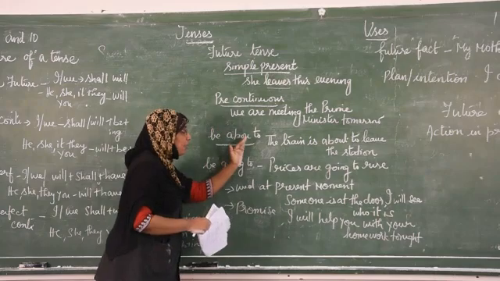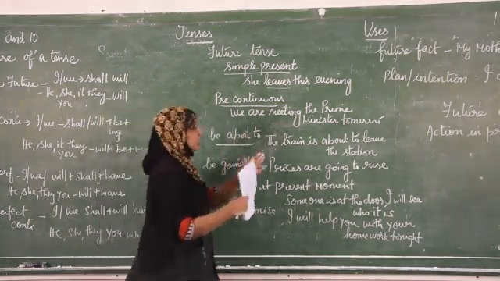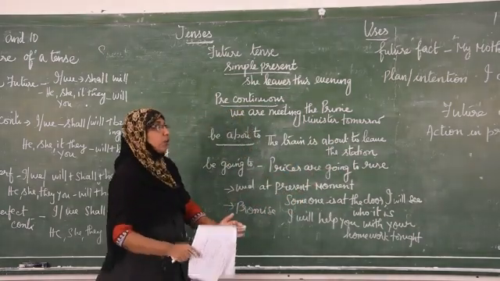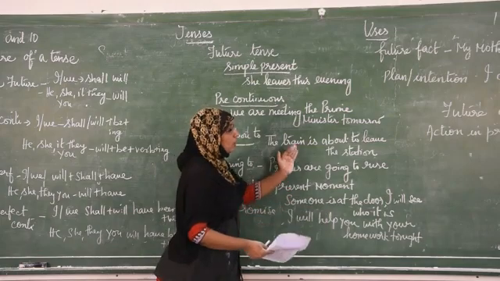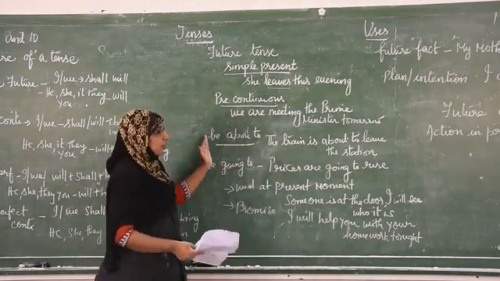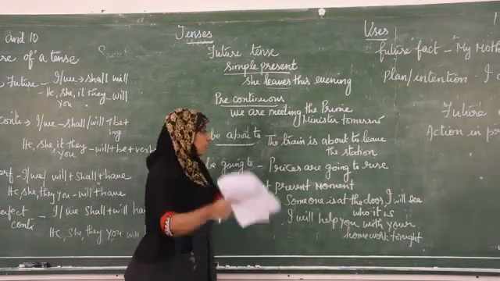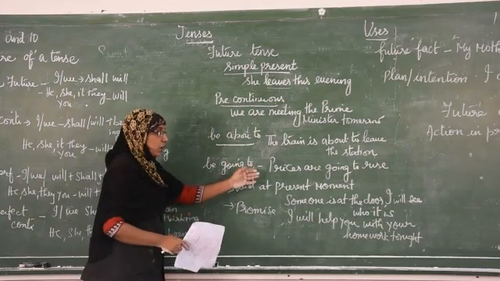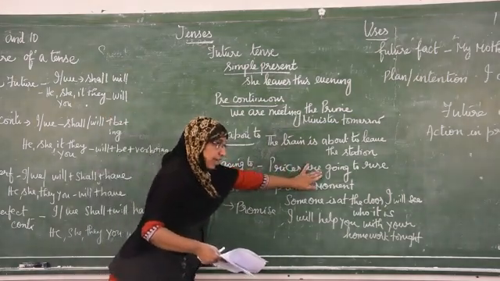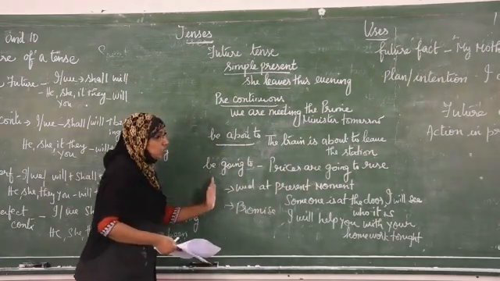So the simple future tense can be expressed in simple present or present continuous. Be about to means that the thing is going to happen. The train is about to leave the station. That means it is not leaving now, it's about to leave. Though it is in present form, the action is going to take place sometime in the future. Be going to, what is going to happen? Prices are going to rise. Plan or intention here.